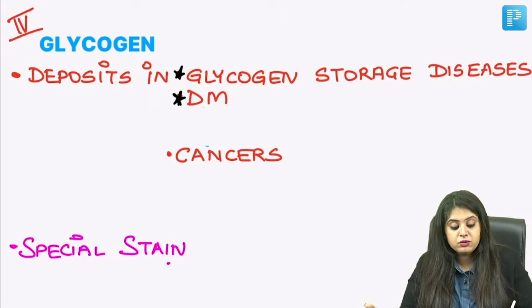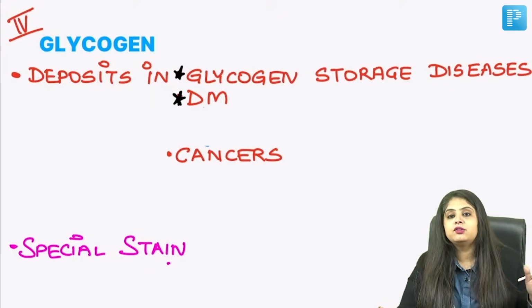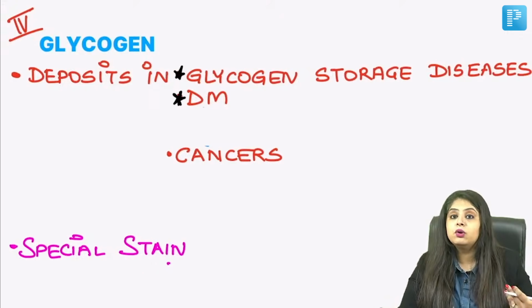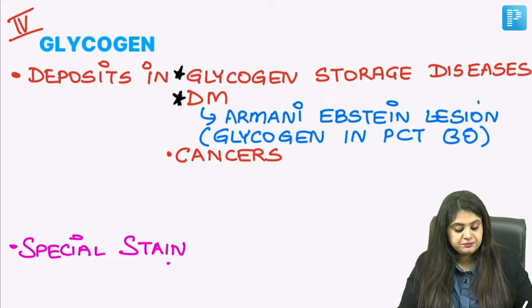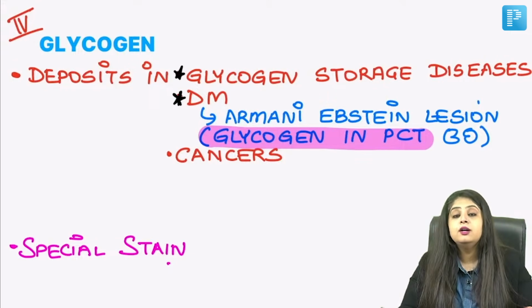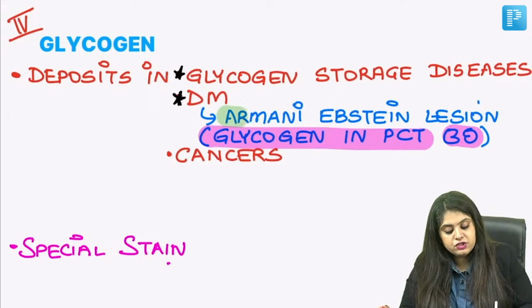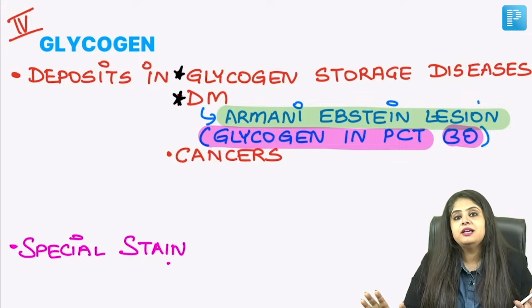Do you know glycogen is also seen in our body in diabetes? Diabetes is all about sugar increasing and insulin problems, but glycogen also gets deposited, especially in the PCT. What is PCT? Proximal convoluted tubule of the kidney. When glycogen goes and sits in the PCT of the kidney, that lesion has been given a very branded name, expensive brand, Armanni-Ebstein lesion.